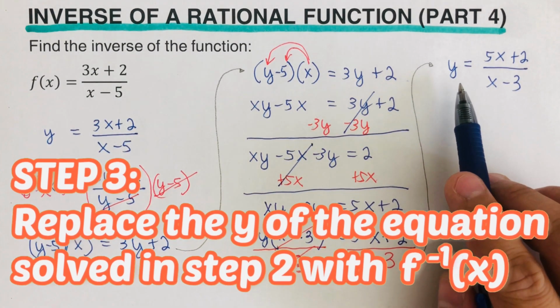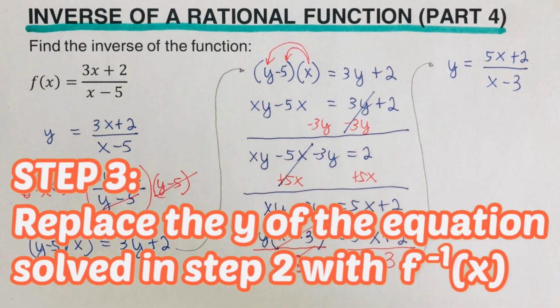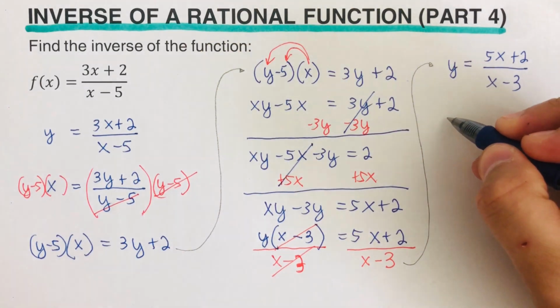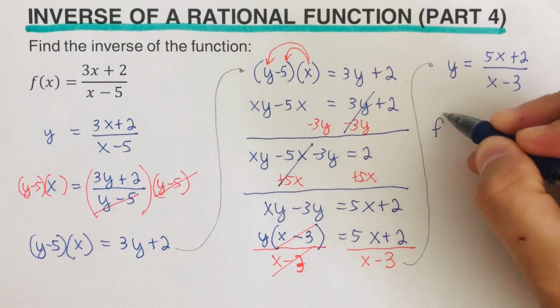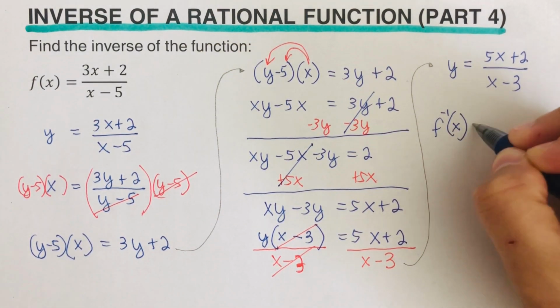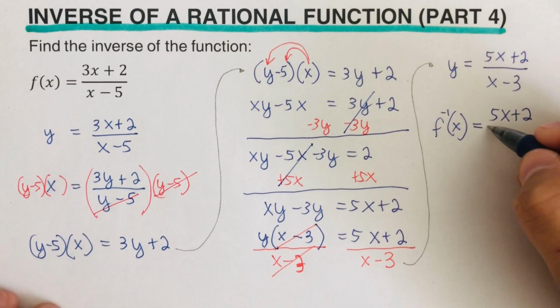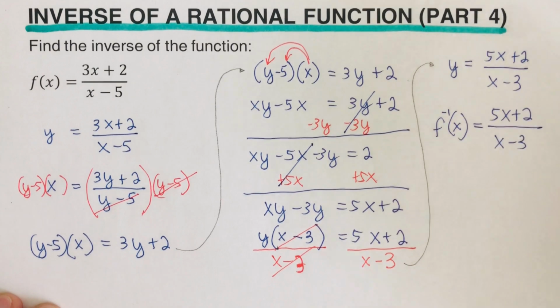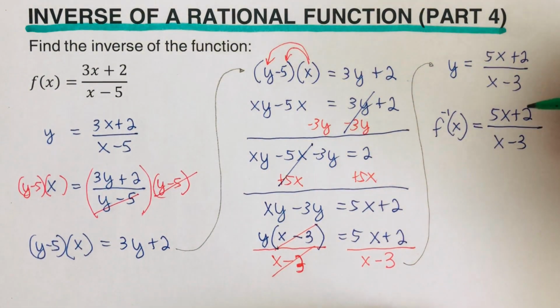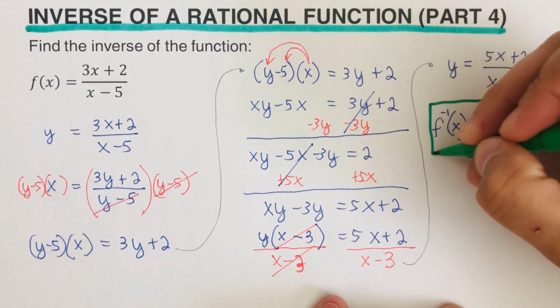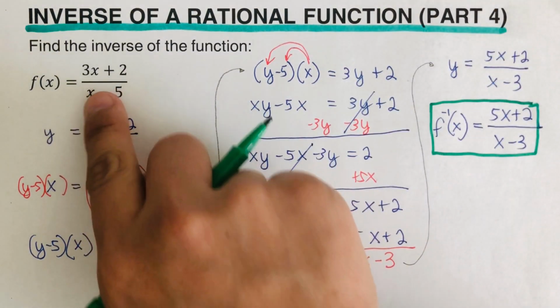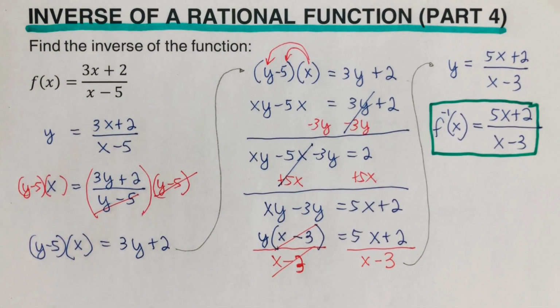Replace the y of the equation solved in step 2 with f negative 1 of x, which is the notation for inverse. So I can go ahead and rewrite this as f negative 1 of x is equal to 5x plus 2 over x minus 3. And this is the inverse of this function that we have right here. So this one is the inverse of this function.